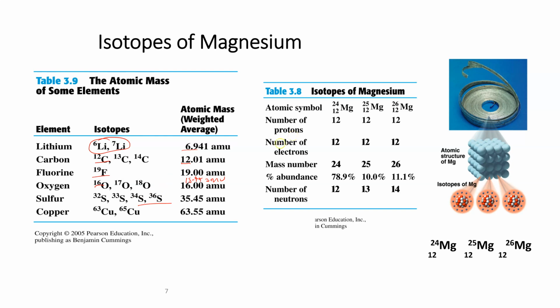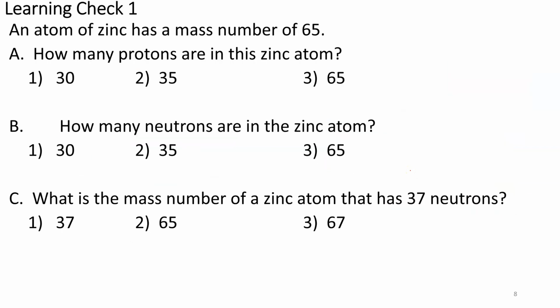But every element has different isotopes. Magnesium has 3. And just to show you how the numbers are impacted by that, the number of electrons is the same for all of them. So is your atomic number of protons. Those don't ever change for isotopes. What does change is your mass. Why does your mass change? Because look at your neutrons. You're going from 12 to 13 to 14, and guess what happens to your mass? It goes up 1 each time.